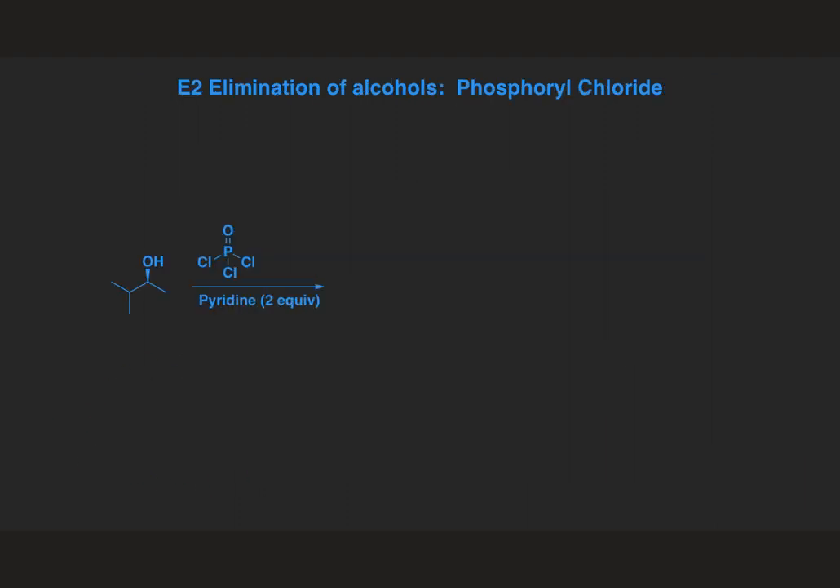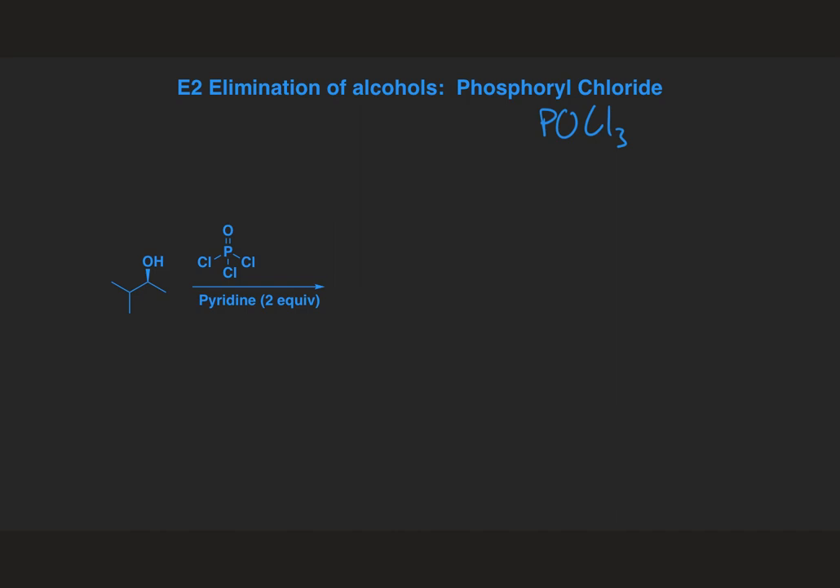The last thing I want to talk about is a way to do E2 eliminations with alcohols. At the very beginning of this video, we saw that if you treated an alcohol with something like H2SO4, you could do an E1 elimination. But E1 eliminations go through carbocations, and those are prone to rearrangements that can cause problems. And so it might be advantageous to be able to do an E2 elimination. And one way you can do that is using phosphoryl chloride, or POCl3.